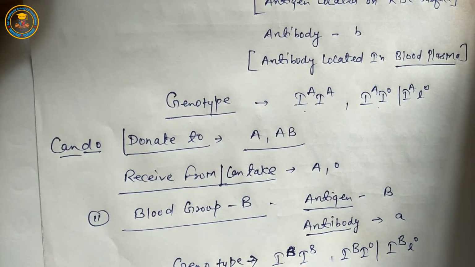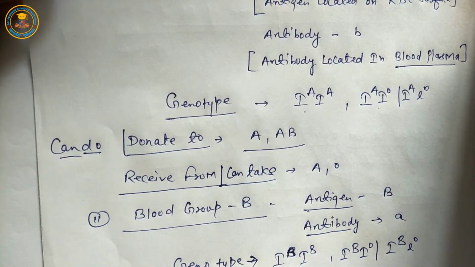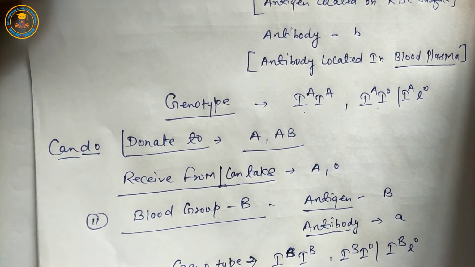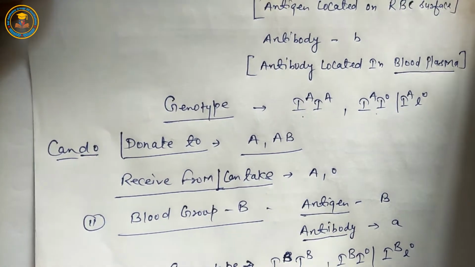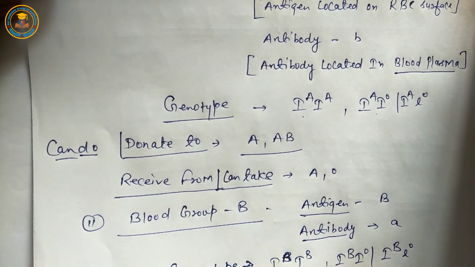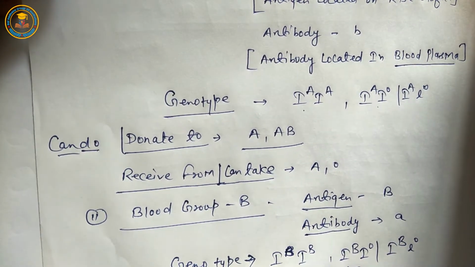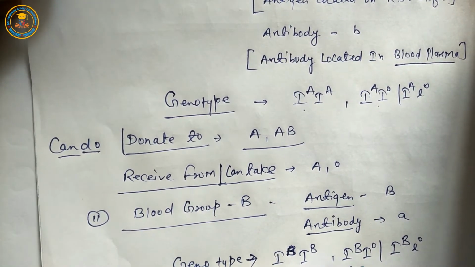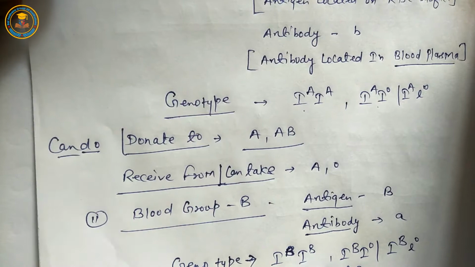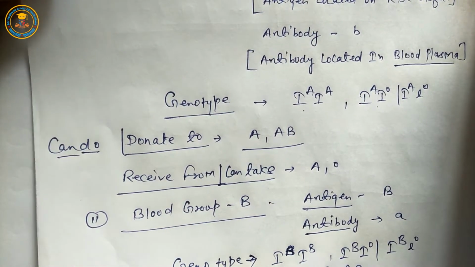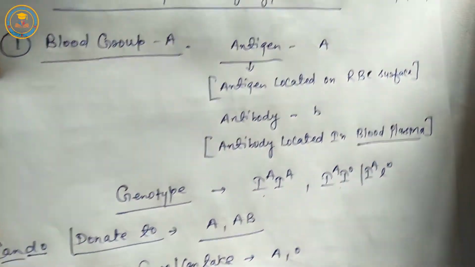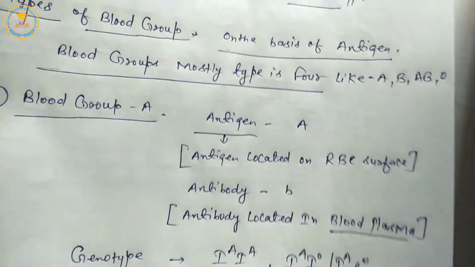Next, can donate blood to blood group B and AB. Next, can take from or receive from B and O. This is blood group B.